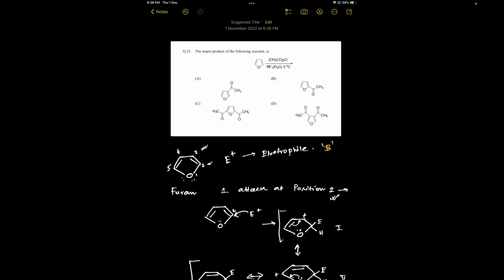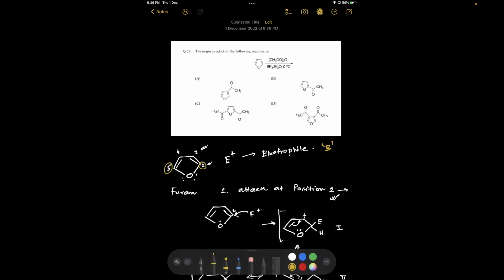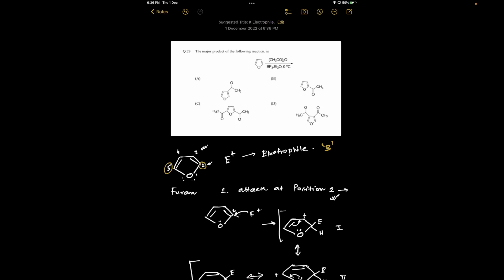Number 2 and number 4 position are same, na? Number 3 and number 4 are similar, and number 2 and number 5 are similar. So if the electrophile attacks at 5 position, this is similar. This is the mirror image structure, right? So there is a perfect symmetry. So we can get answer C. Yeah, C we can get, because the electrophile can attack both positions, number 2 and number 5 also, right?